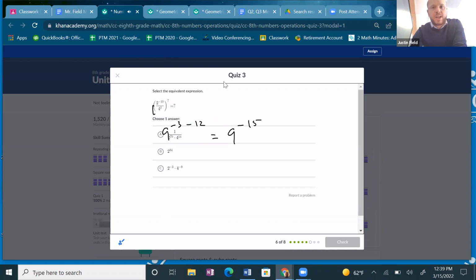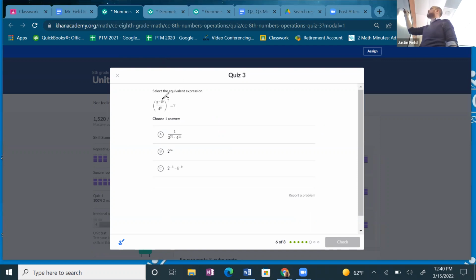All right. Now this one here is taking the power rule, and then we're even going to do the base too. We're going to multiply these exponents by 7. So we're going to get 2 to the negative 70 and 4 to the 14. Now you see how we have a negative exponent on top. We can put this in the denominator and make it 2 to the positive 70.